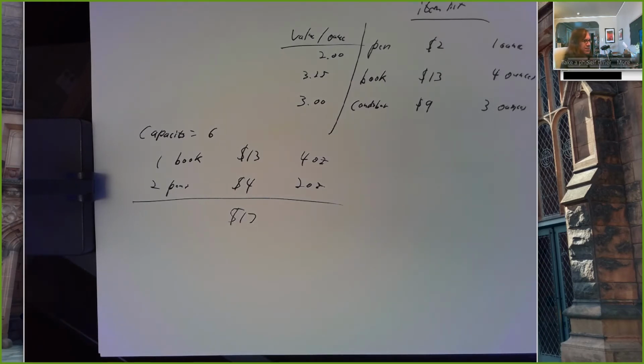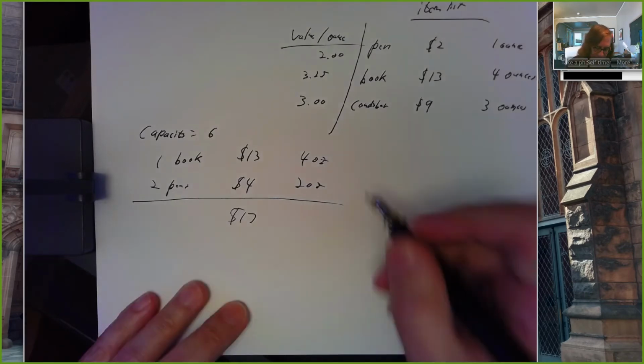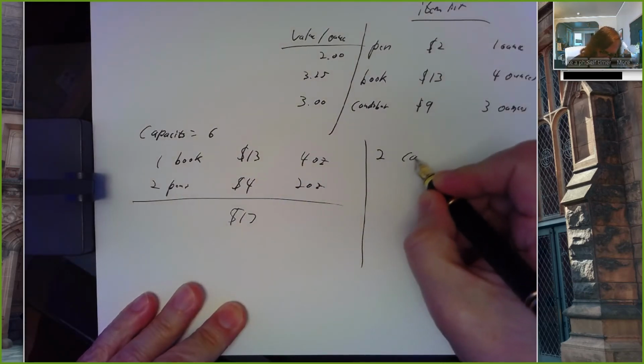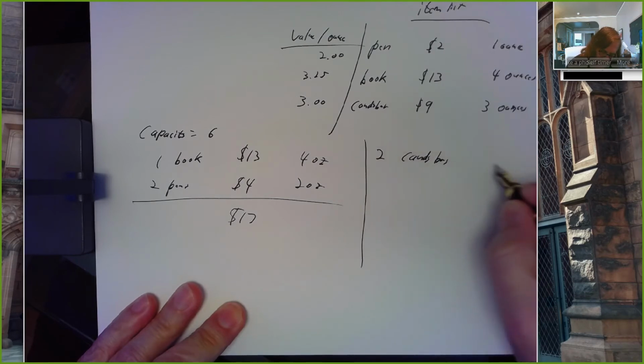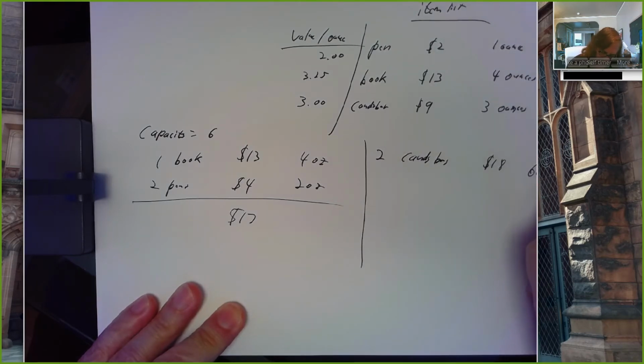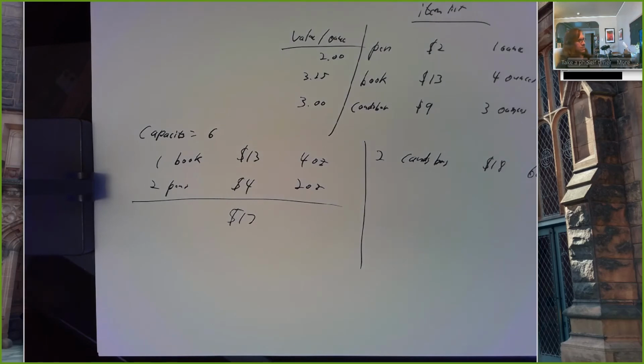Can I get more than $17 into this bag? $18. I can get 2 candy bars. 6 ounces, $18. And candy bars are not the most valuable item. They're only worth $3 an ounce.